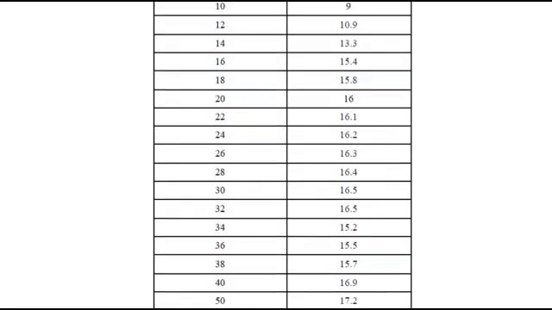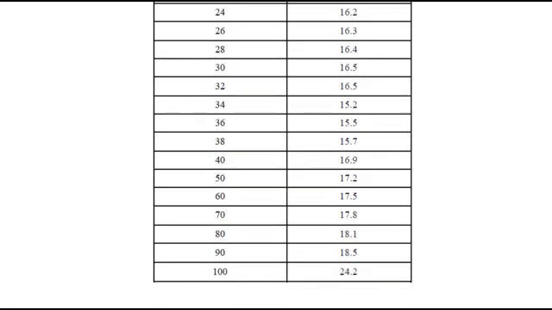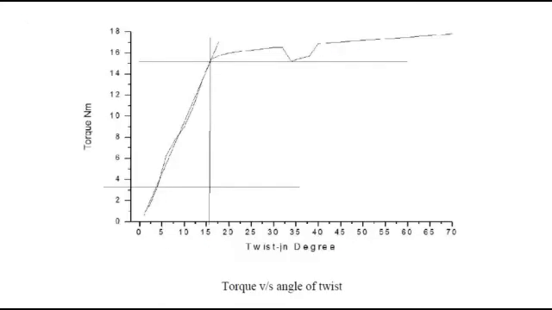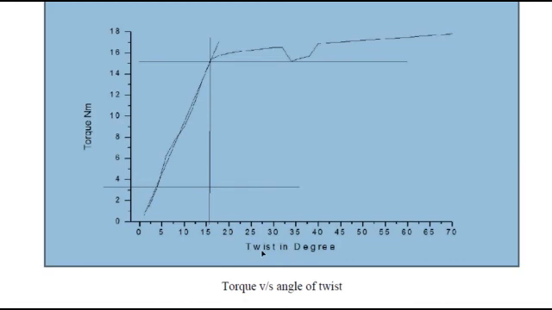We have obtained values like this after doing so. After that, we have to plot this diagram: twist in degrees on the x-axis, torque on the y-axis. Whatever we have obtained in the table, we have to plot. So we have got this curve. The slope of this curve, dy by dx, will give the torsional rigidity, that is, the modulus of rigidity of that material. It is similar to the tensile test, but here we are getting the modulus of rigidity.